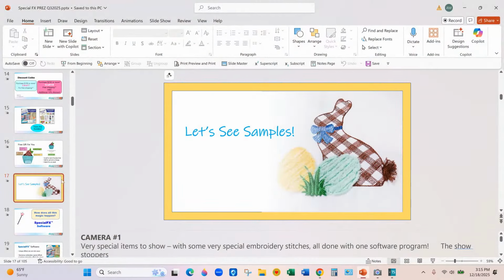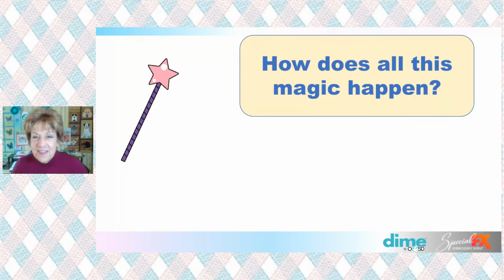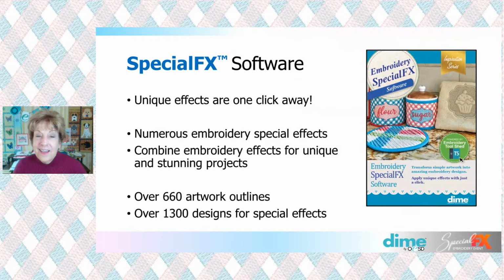And I can't wait. So let's go back to the presentation here and see how all this magic happens. And that is with our special effects software, where these unique effects are truly one click away. There's a number of different special effects in here. And as you saw in the samples, you can combine them for really unique and stunning designs and projects. There are artwork outlines included, over 660, and over 1,300 designs that are ready to stitch out. So that'll get you started right off the bat.